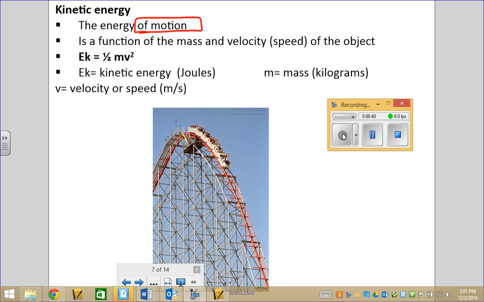So if I asked you to describe what kinetic energy is, it's the energy of motion. If something is moving, it has kinetic energy. And kinetic energy is a function of the mass and the velocity or speed of the object. We could use a vector or a scalar measure for velocity or speed, and we would have the same formula. Typically, it is written without the vector arrows. And the formula is EK, so the E for energy, the K for kinetic, which is measured in joules, is equal to 1/2 mv squared.